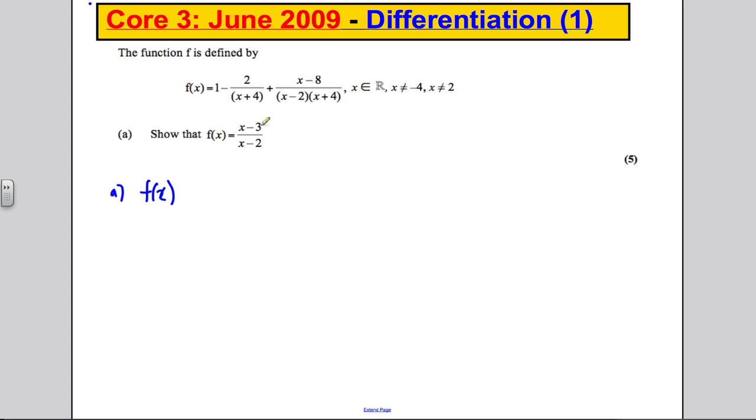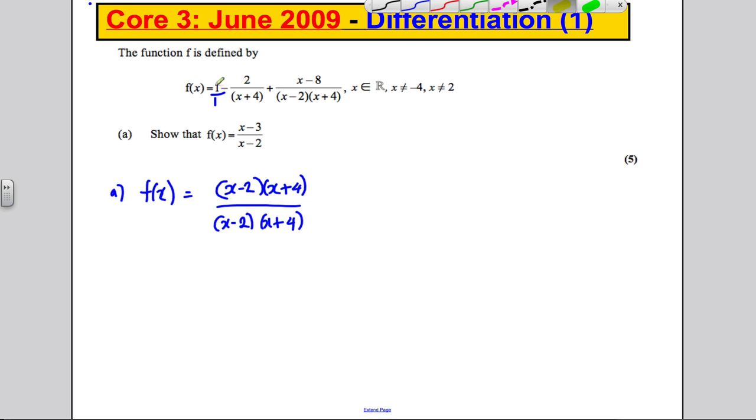F of x. In order to add these, the denominators have to be the same. So this one is really 1 over 1. It needs multiplying by x plus 2, x minus 2 on top and bottom. So x minus 2, plus 4 over x subtract 2, x plus 4. That's me dealing with that there. Then this one here, it's got an x plus 4 on the bottom, it needs an x subtract 2. So we take away, I need to multiply top and bottom by x subtract 2.